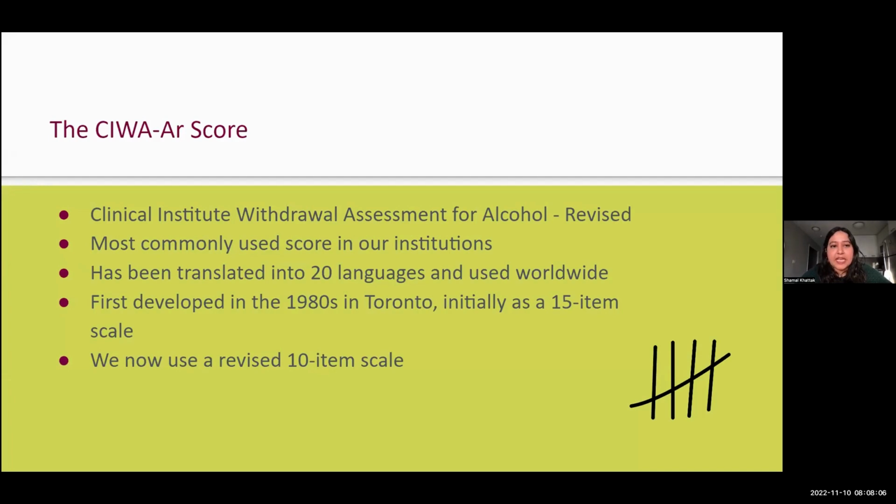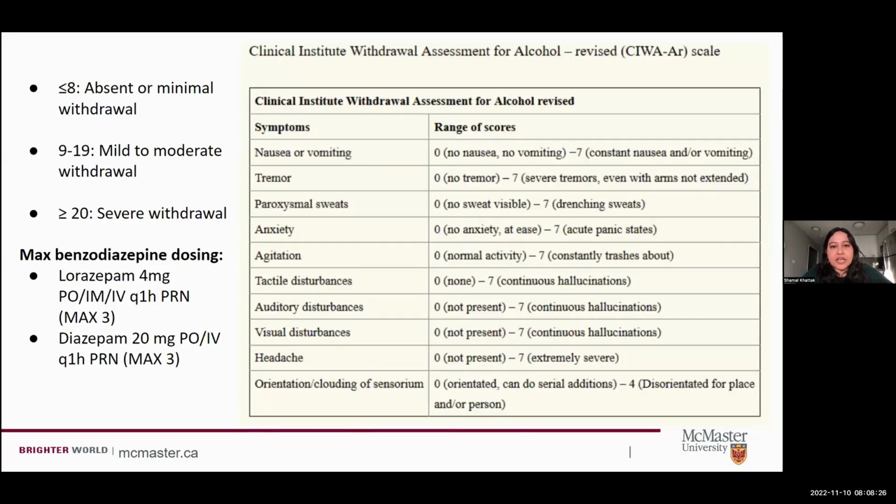It's used worldwide. It was first developed in the 1980s in Toronto, initially as a 15-item scale, and this AR abbreviation at the end for alcohol revised refers to a shortened 10-item scale that is now the most commonly used scale in our institutions. So with the CIWA-Ar score, next slide, Carter. So this is kind of what the score looks like.